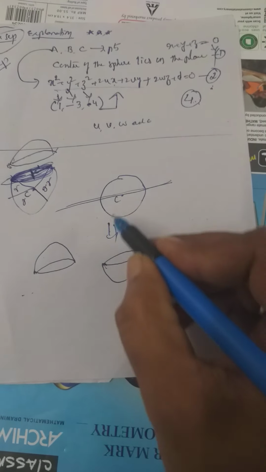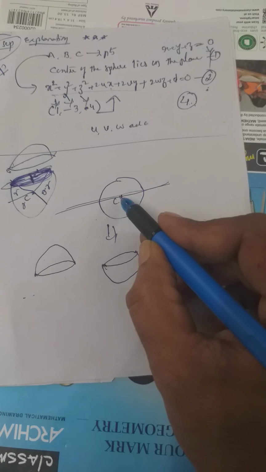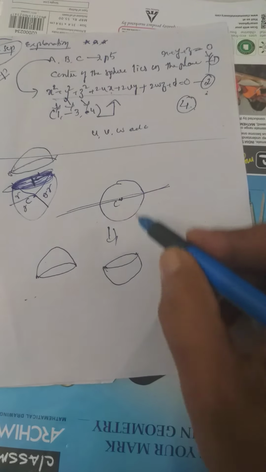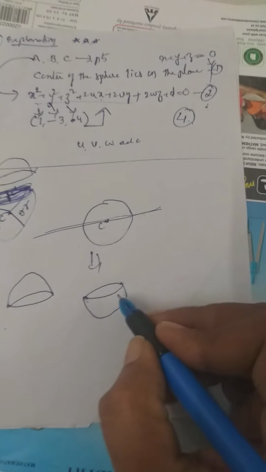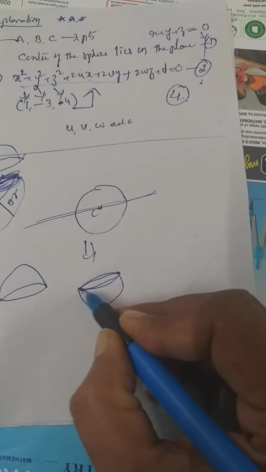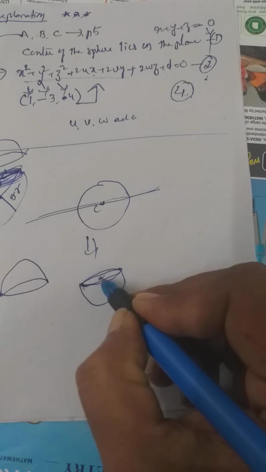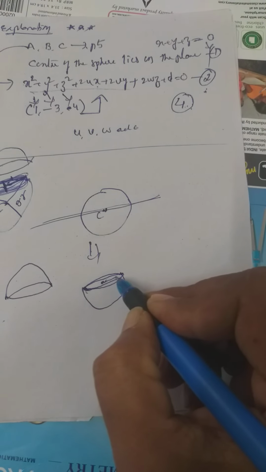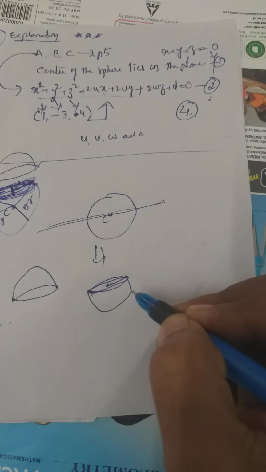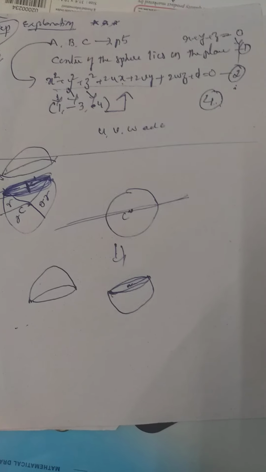Right. Now if the plane cuts the sphere at the center, then it divides it into two equal parts. This is the first part. This common portion is a circle, remember. Now the center of the circle is equal to the center of the sphere, and the radius of the circle is equal to the radius of the sphere, and this circle is called a great circle, right?